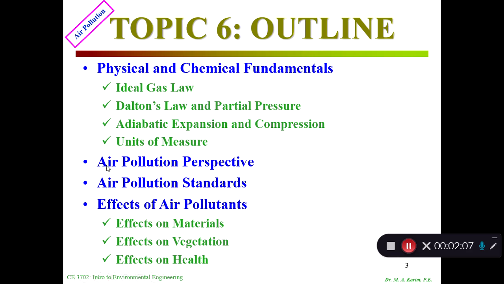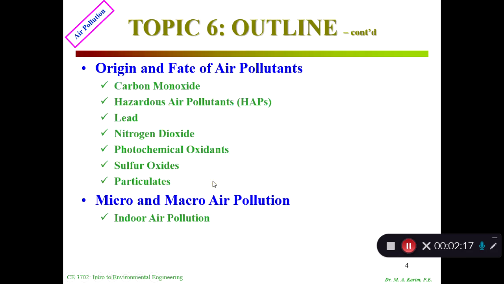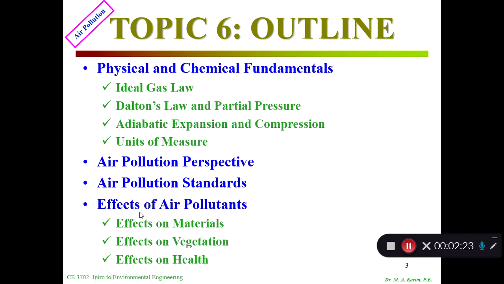Then we'll do the air pollution perspective, meaning what happened before, what happens now, and why we are learning that. Then air pollution standards. We'll do a little bit on air pollution standards, same as the water standards. You know the water standards, MCL and SMCL. Similarly, we'll have some kind of air pollution standards. Then effects of the air pollutants: we'll discuss three things, effects on materials, vegetation, and health. So these are the three things that we'll discuss.